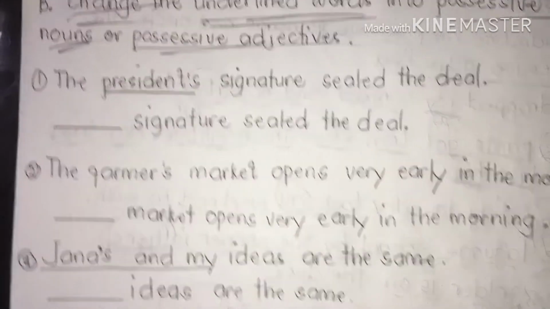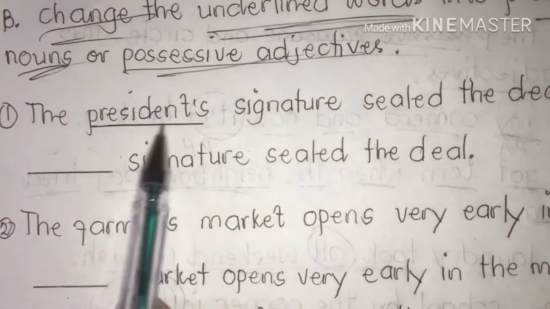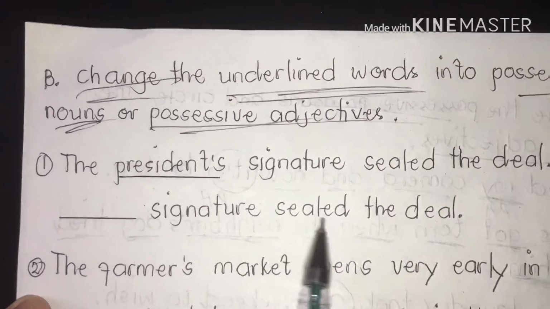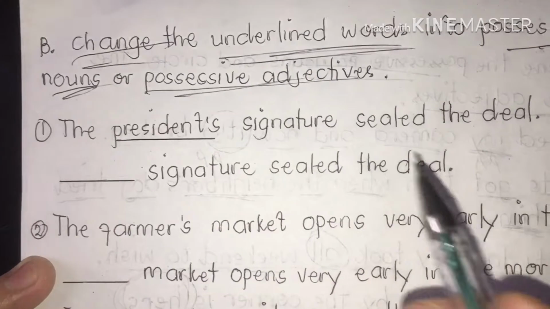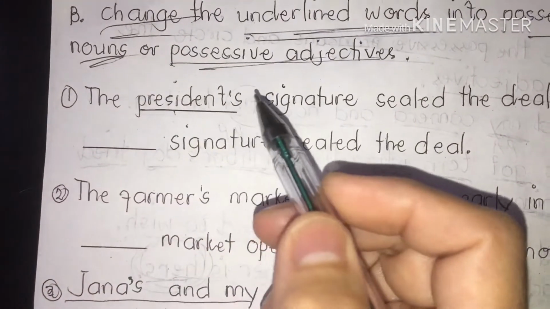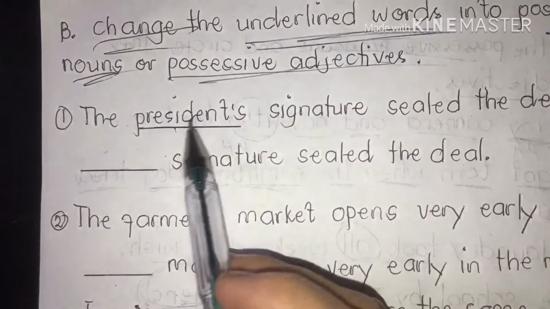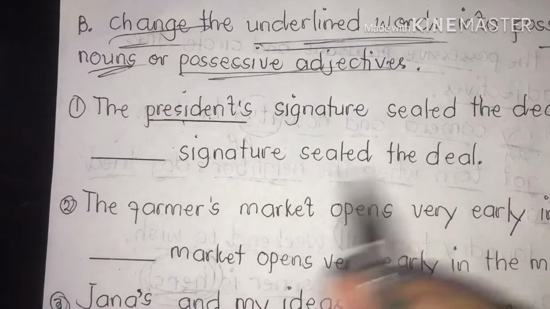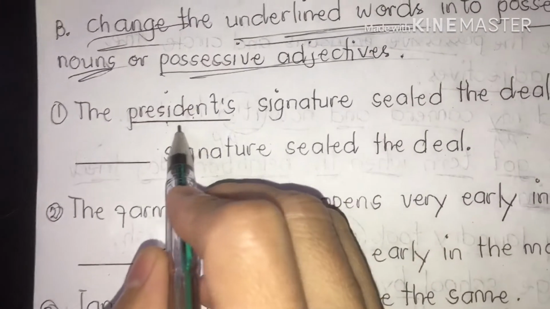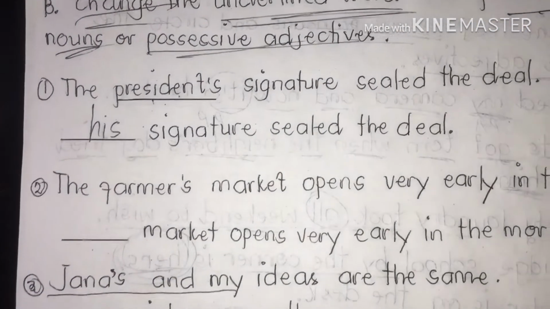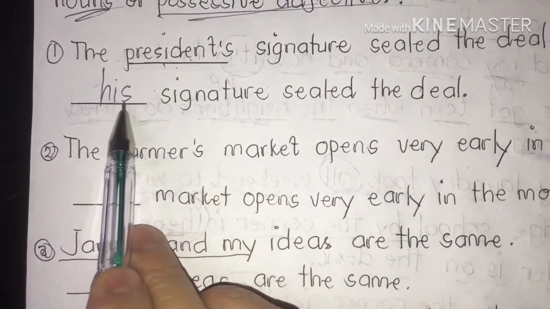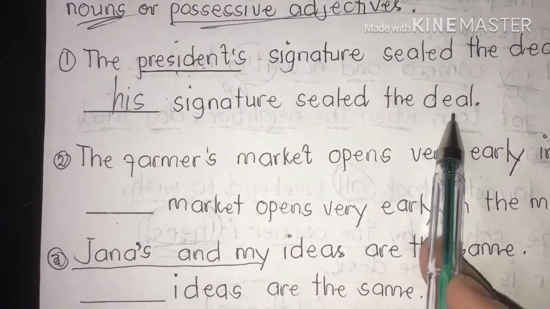Number 1. The president's signature sealed the deal. Blank signature sealed the deal. Remember, we're talking about the president. So we are going to change the possessive noun president's to a possessive adjective. So now, class, it's either a possessive pronoun or a possessive adjective. Since the president is a boy, we're going to use his. His signature sealed the deal.